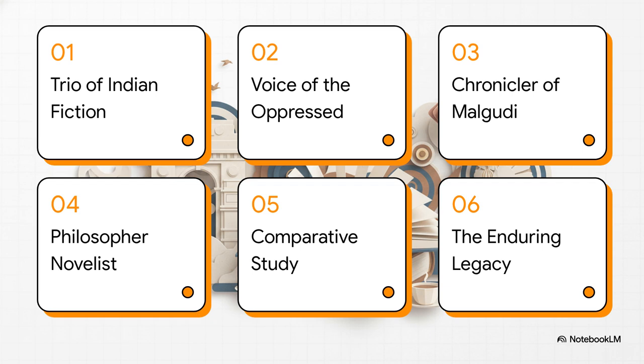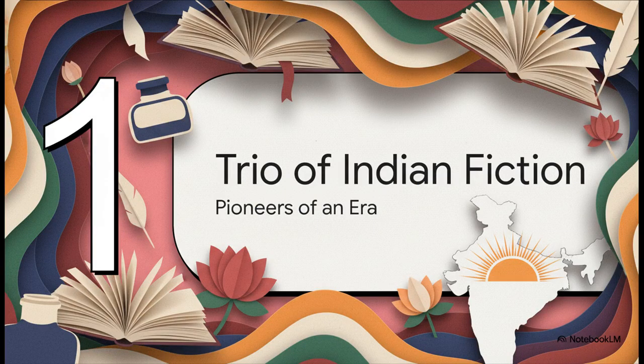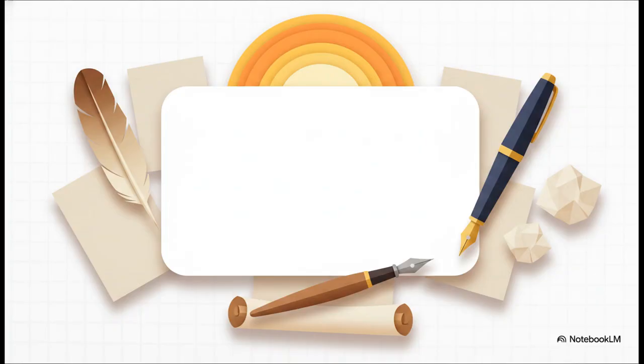Let's get started. Moving to our very first topic, the trio of Indian fiction, the true pioneers of an era. This esteemed trio comprises Mulk Raj Anand, R.K. Narayan, and Raja Rao. And what's truly fascinating about these gentlemen is their timeline. They emerged right during the pre-independence era. You have to remember, before them there was really no established tradition of the Indian novel in English. They basically stepped up to a blank slate.